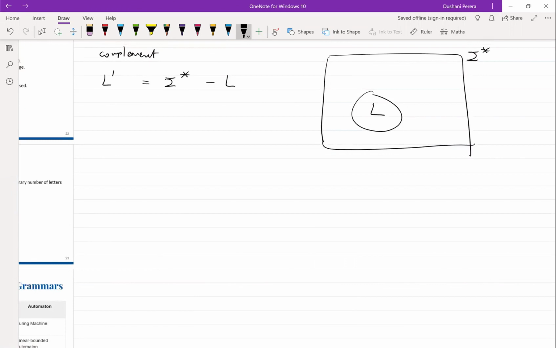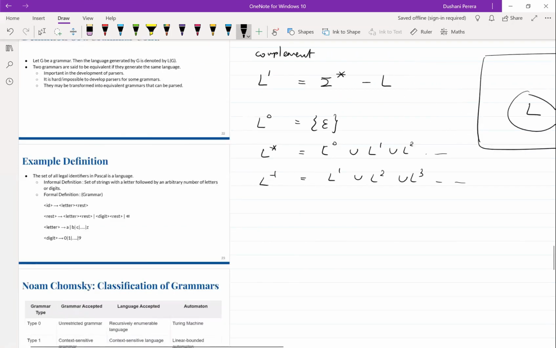Okay, and we can define the same operations on a language just like we did on sigma. So L to the power of 0 is the null, and then we can perform L star just like before. There's no difference here, and the positive closure is the same like before.